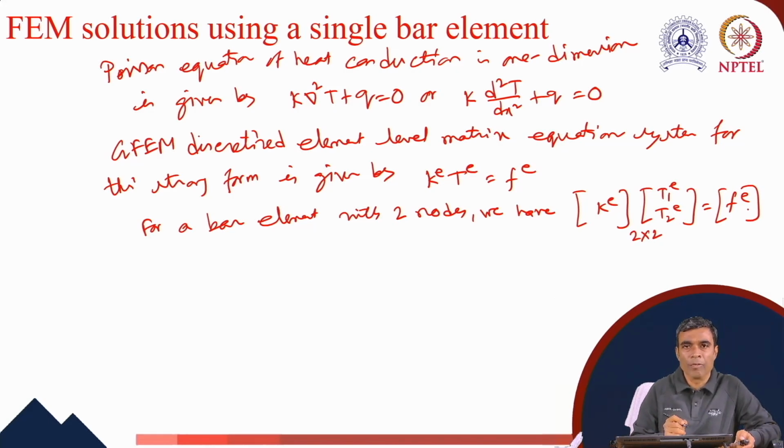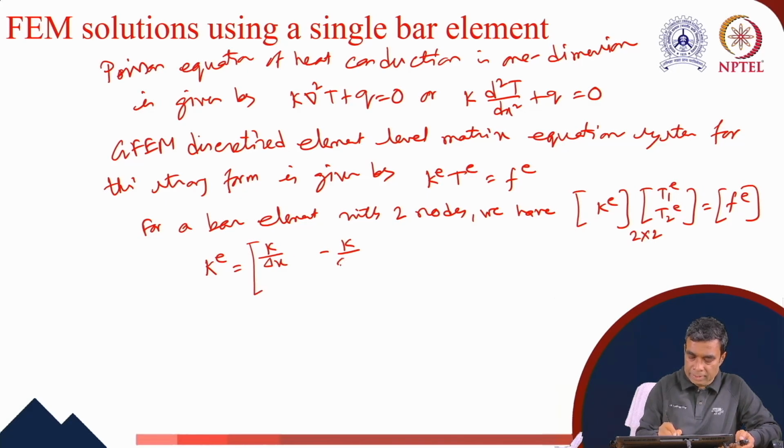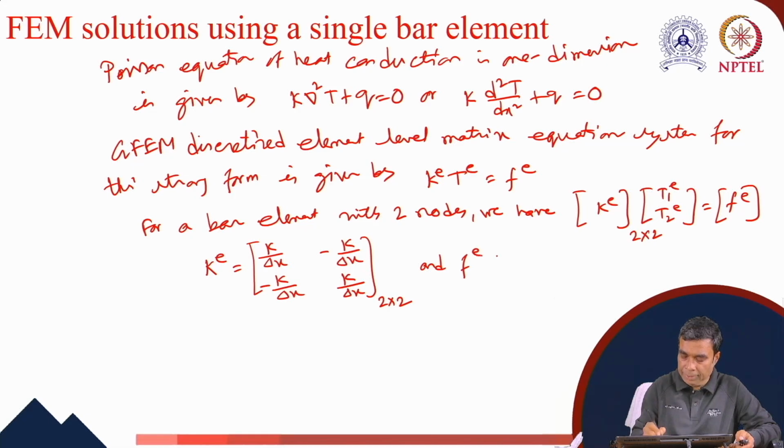Now, for the Laplacian operator and for the given source term, the element level matrix and vector are given as KE equals to [K by delta x, minus K by delta x; minus K by delta x, K by delta x]. This is 2 by 2, and FE equals to [Q delta x by 2, Q delta x by 2], where the source term is present here.